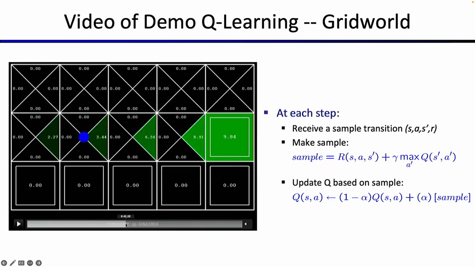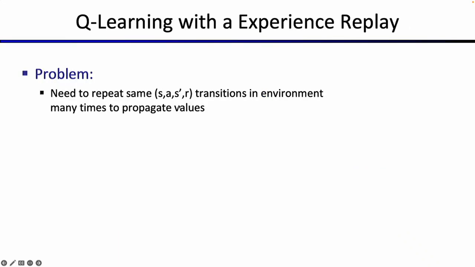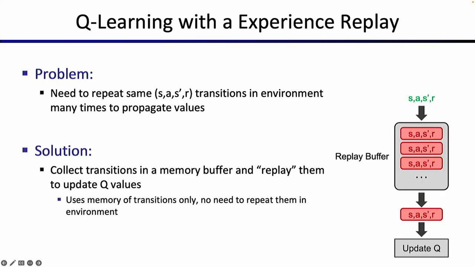That's fine if it's a simulated environment, but if you're driving your robot around, just to satisfy your Q-learning algorithm, you'd have to drive your robot in the same good direction like 10 times. That's not very good. So this is a problem: we need to repeat these transitions many times to propagate values.